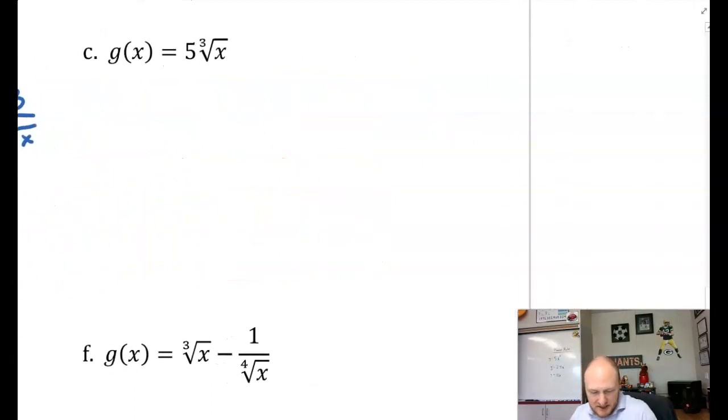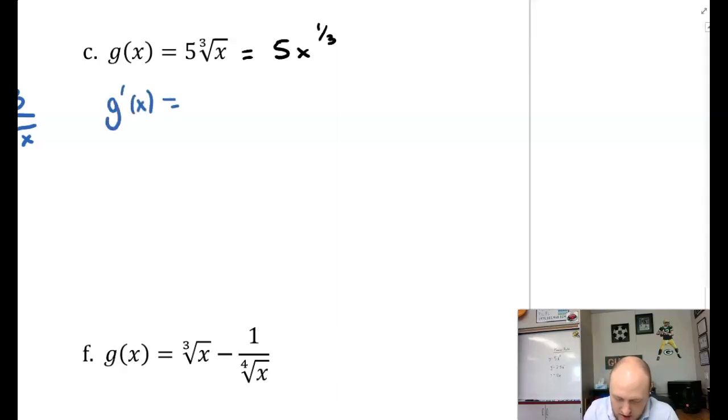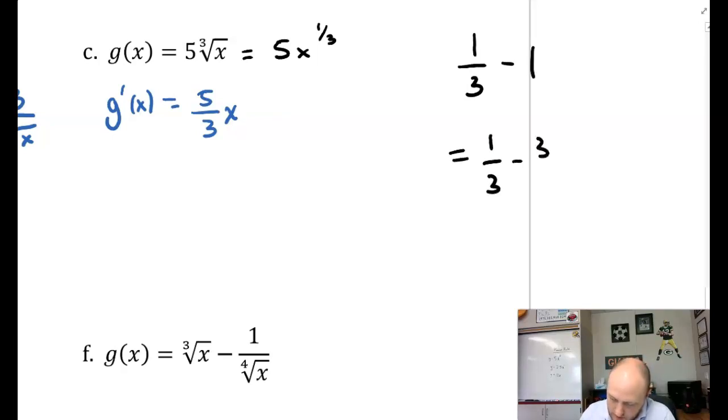All right, example C. Ooh, now I have a cubic root of x. So again, I'm just going to transform that radical into a power. So we have 5x to the power of 1/3, and now I am ready to take a derivative. So g prime of x is equal to 5 times 1/3, so we get 5/3, x, and then I'm going to subtract 1 from 1/3. So 1/3 minus 1 gives us 1/3 minus 3/3, which is negative 2/3, okay?